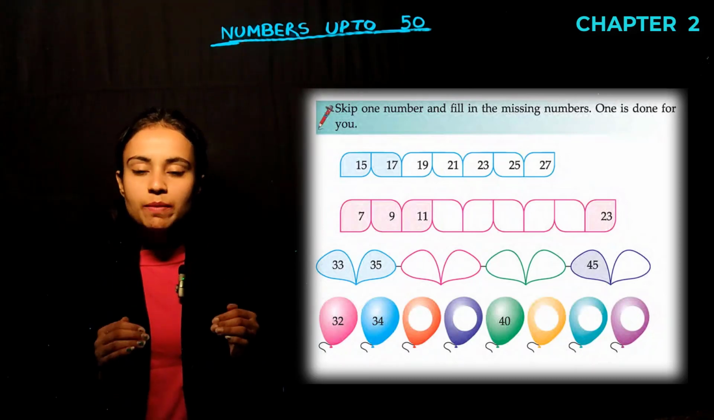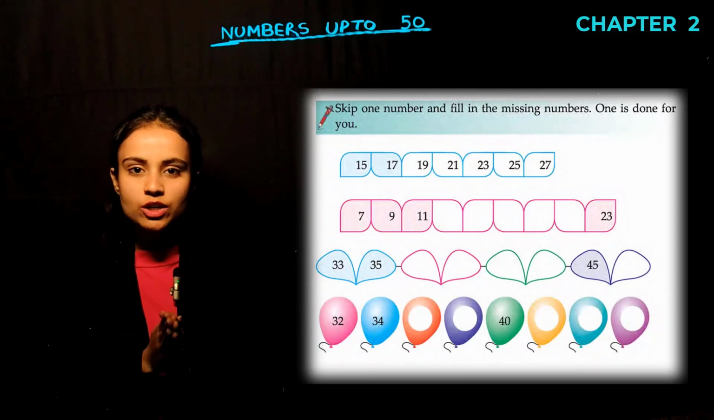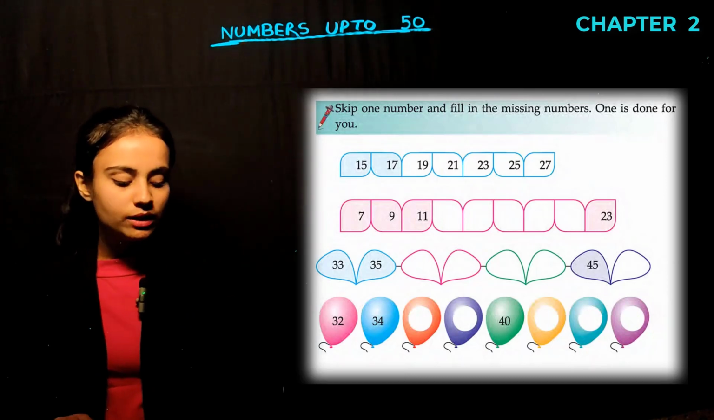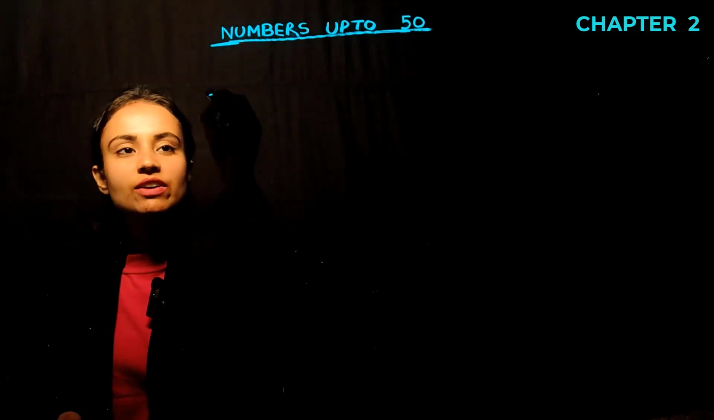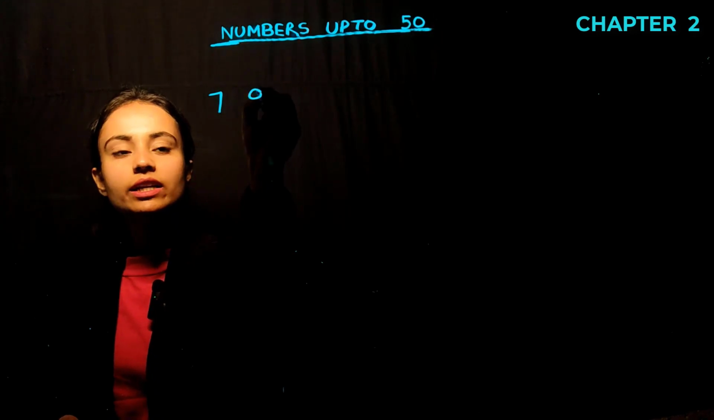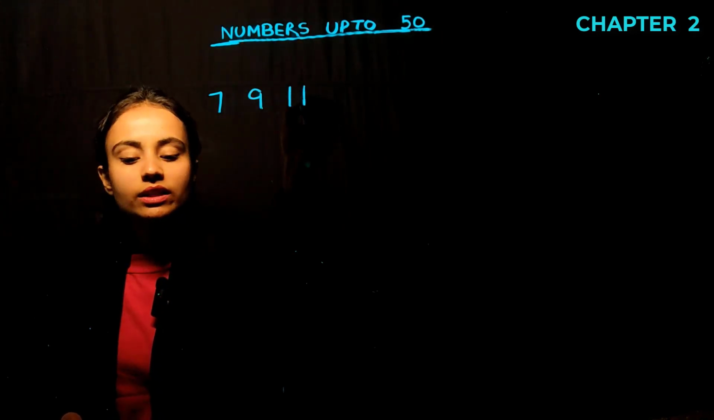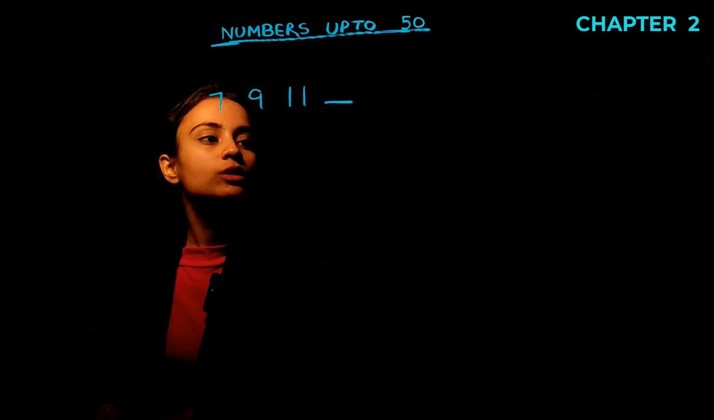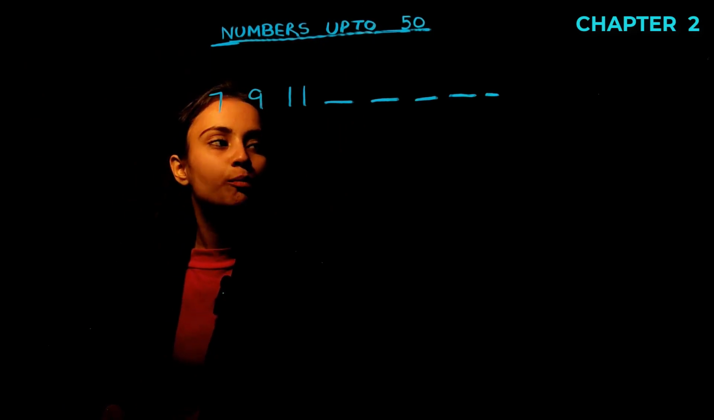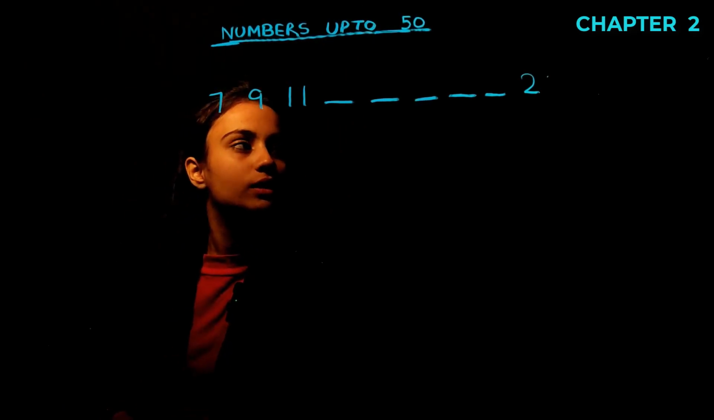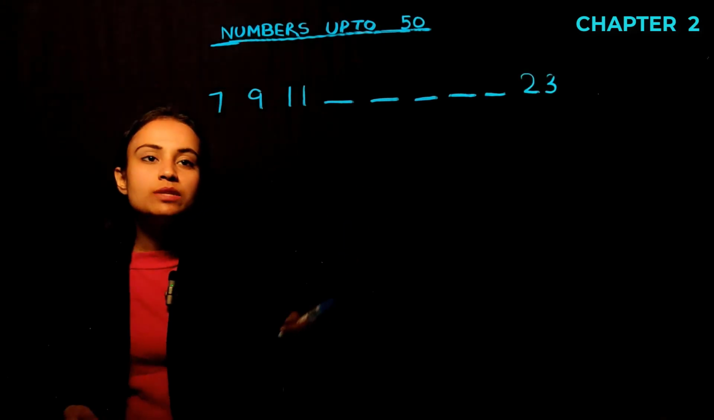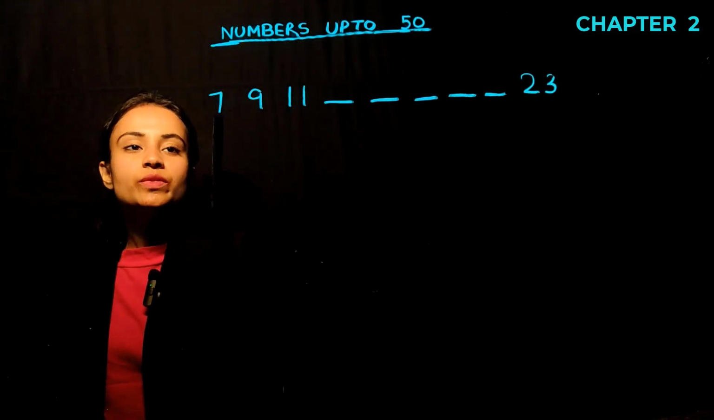So in the second part, in a similar manner, we have to do the rest. Let's see the second part. Here 7 is written, after that 9 is written, then 11 is written, then we have 1, 2, 3, 4, 5 blanks, and then 23 is written. So we have to fill these blanks by skipping one number.